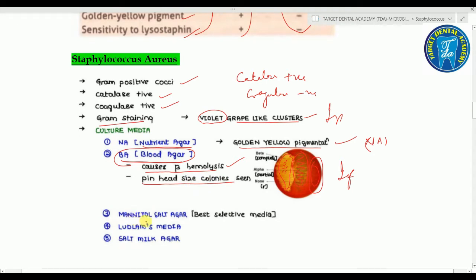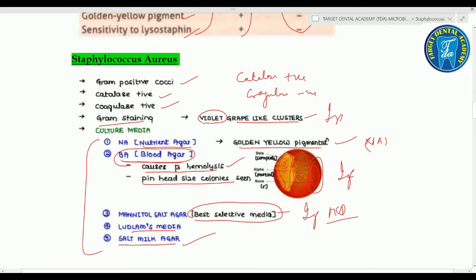Coming on to the mannitol salt agar, it is the best selective media, important for your MCQ. And Ludlam's media and the salt milk agar, these are all the culture medias.